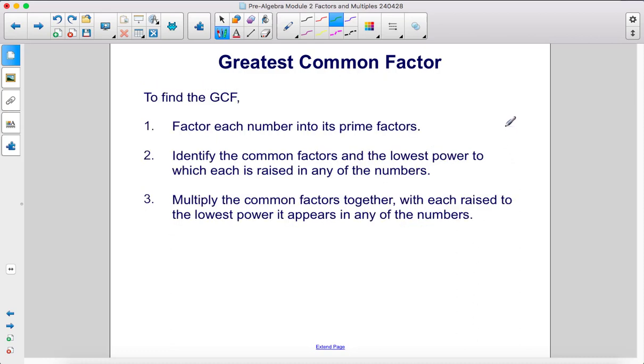To find the greatest common factor, factor each number into its prime factors, identify the common factors and the lowest power to which each is raised in any of the numbers, and multiply the common factors together, with each raised to the lowest power it appears in any of the numbers.